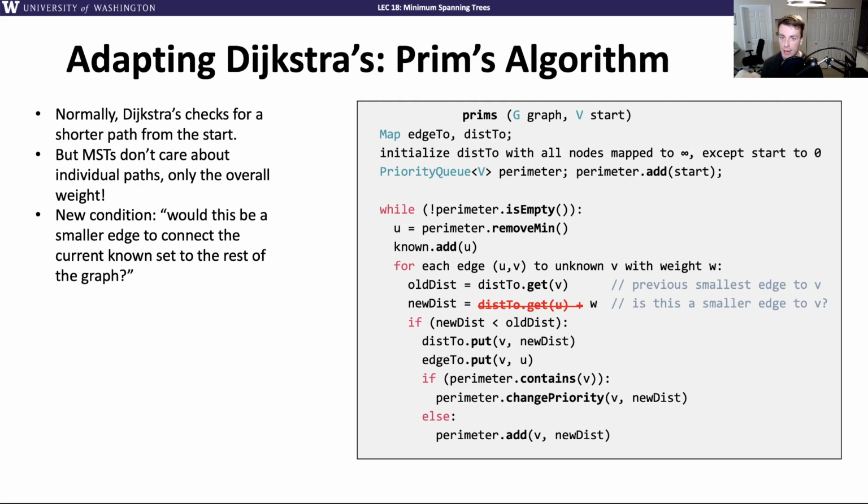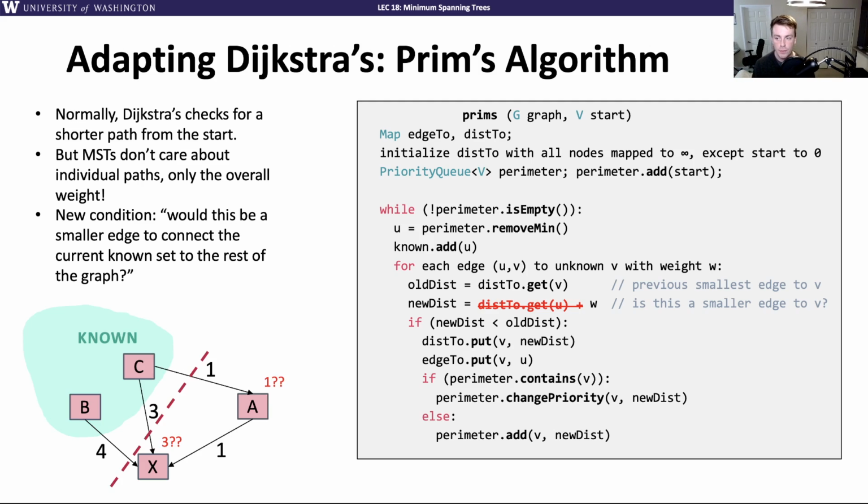And so the only change we have to make for Prim's is to change our definition of new dist. Instead of making the new dist be the distance to get to node U, the one we just added, plus W, the weight of that edge, we just say, hey, we're going to consider the edge weight right here. Now, why do we do this? This is probably unclear. So Dijkstra's and Prim's have this known set.